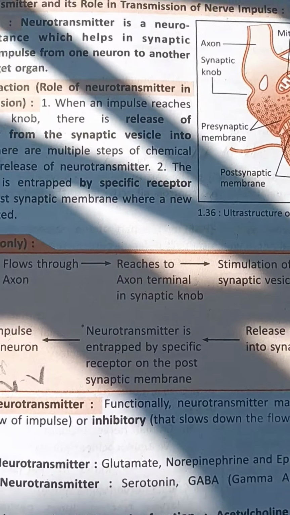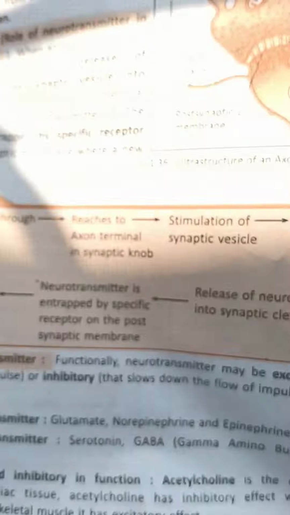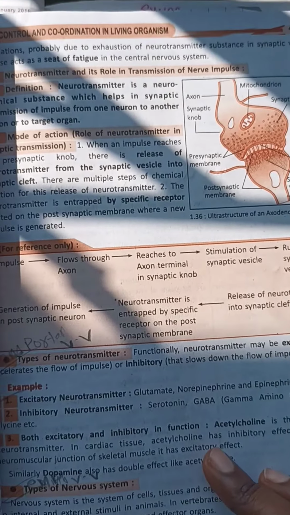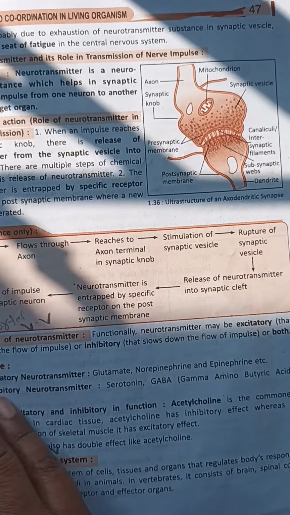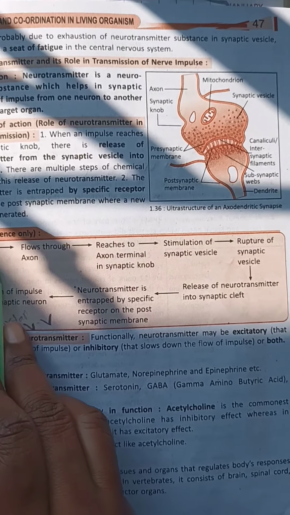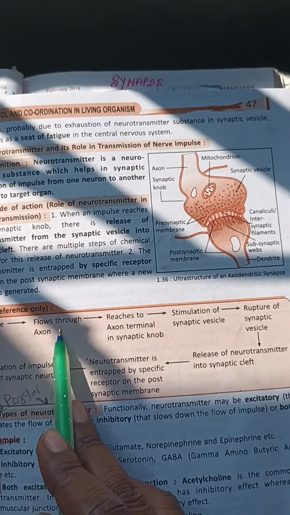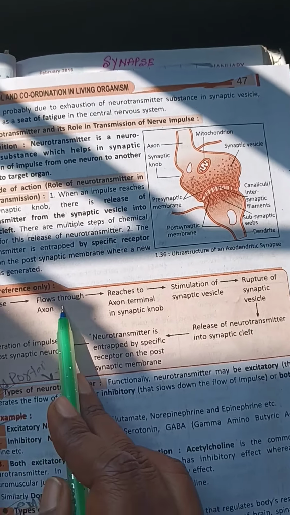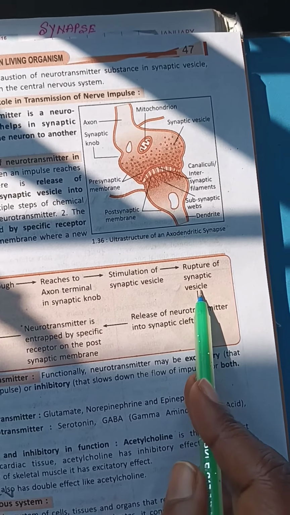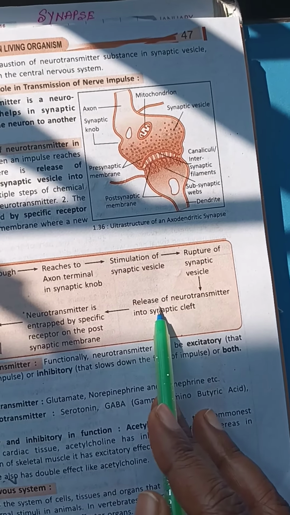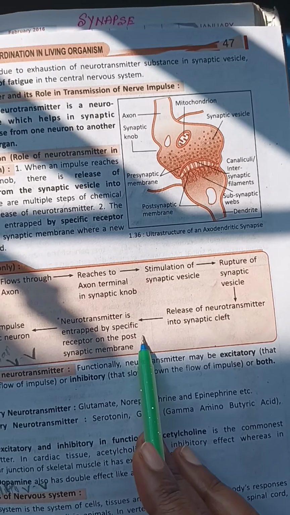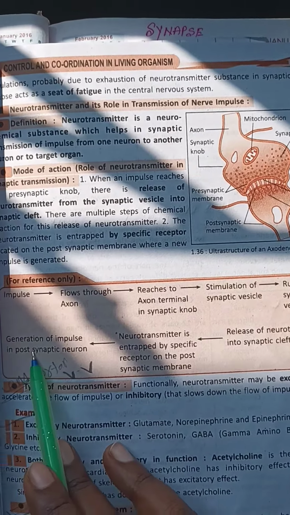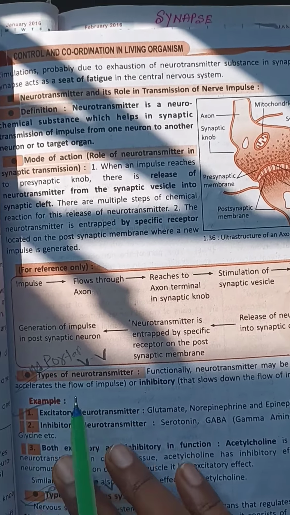So coming back to your book, you all can see what is given in your book. In your book there is a flow chart. This flow chart is very important, showing how an impulse is generated, and when the impulse is generated, it moves along the axon and reaches the axon terminal. From here, the stimulus goes to the synaptic vesicle, then the synaptic vesicles rupture, releasing the neurotransmitter. The neurotransmitter is bound by the specific receptor present on the postsynaptic membrane, and then the generation of impulse takes place.